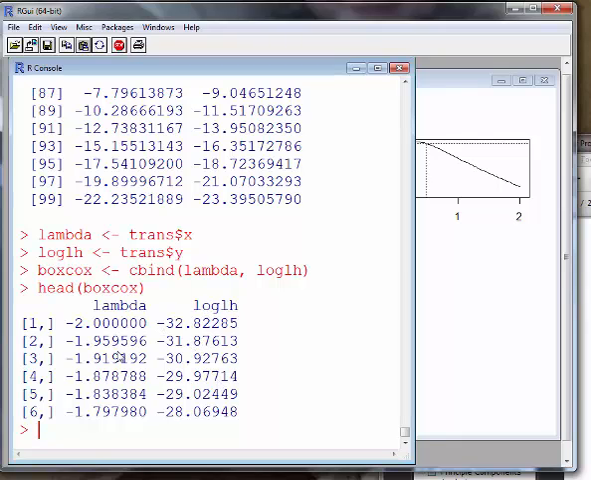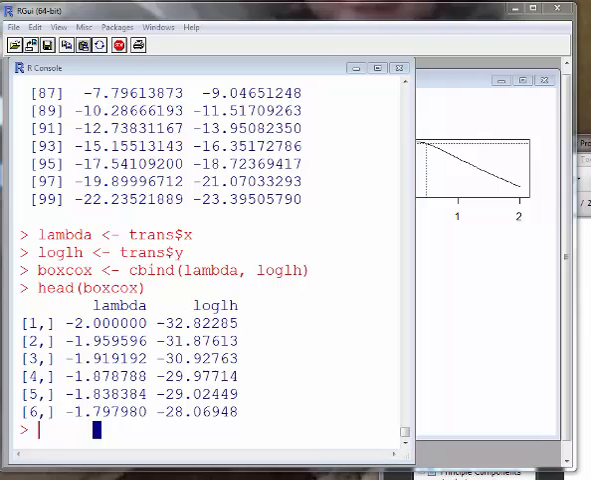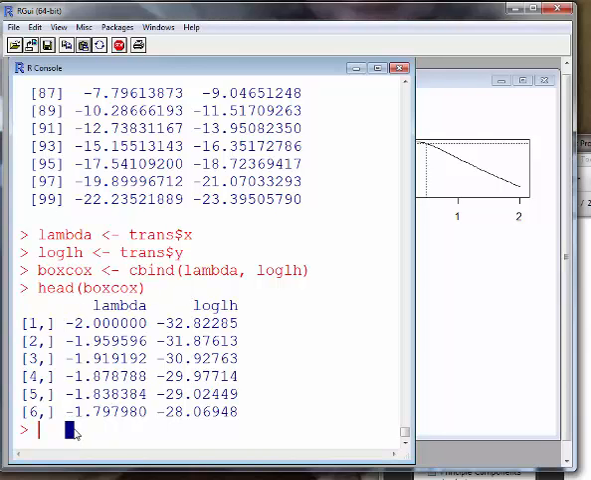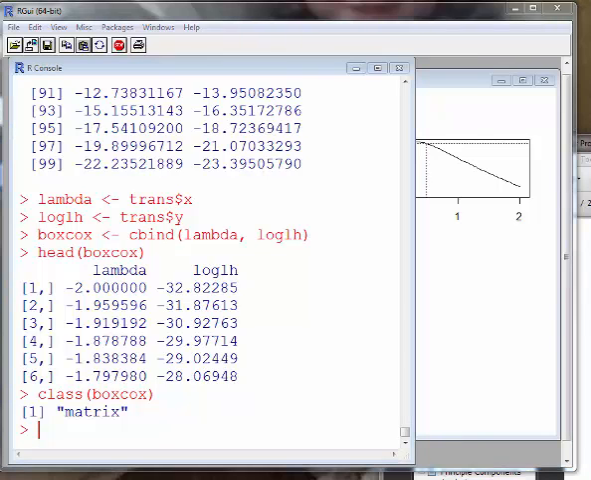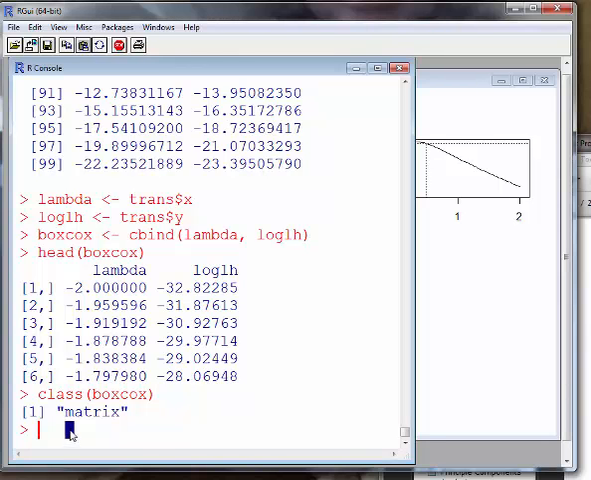We want to find the lambda value, remember, that maximizes this log likelihood function value. And so one way to do that is to order this data frame called boxcox. I guess it's a data frame, right? Is it boxcox? No, it's a matrix. Okay, all right. But I want to order the rows in this boxcox matrix according to log likelihood and in decreasing fashion.